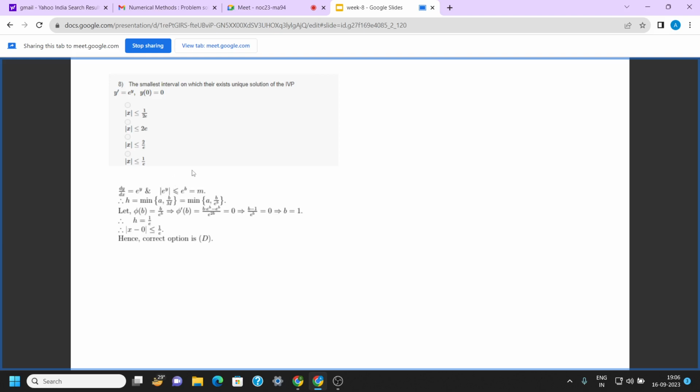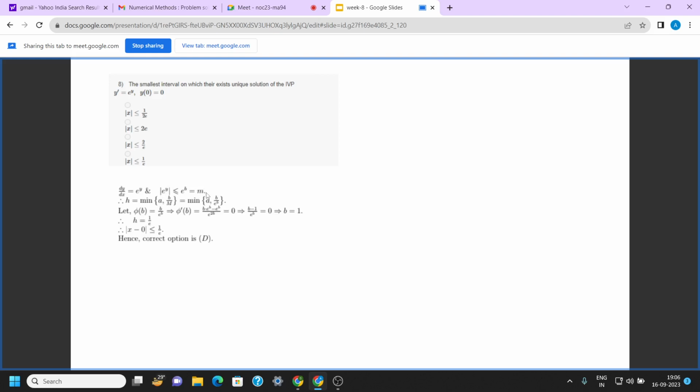Let x be bounded by mod x less than or equal to a, and let y be bounded by b. So mod x is less than or equal to a and mod y is less than or equal to b. So here mod of e power y will be less than or equal to e power b. So this will be the upper bound of this function f of x comma y, that is e power y. Let it be M, here it should be capital M.